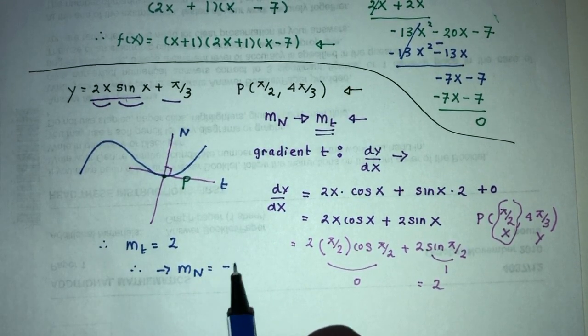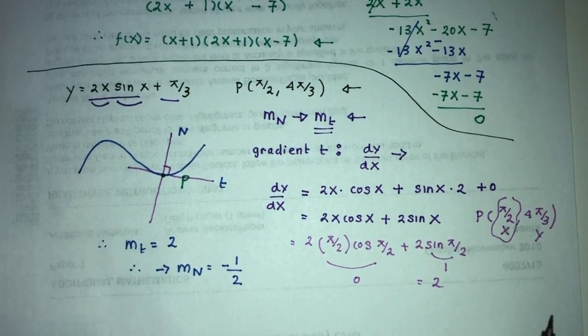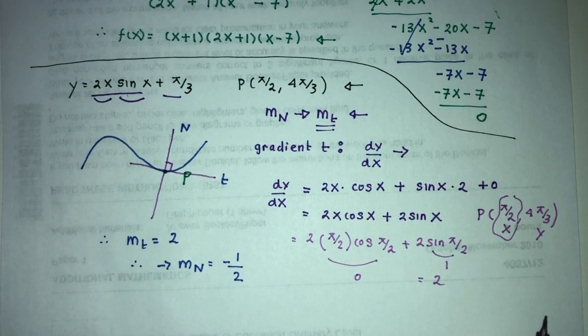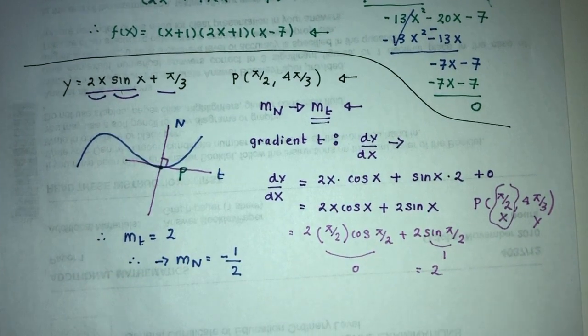which means in turn the gradient of the normal has to be minus 1 over 2. So now we know the gradient of the line. We also know the passing point, which is P. We can find the equation pretty easily.